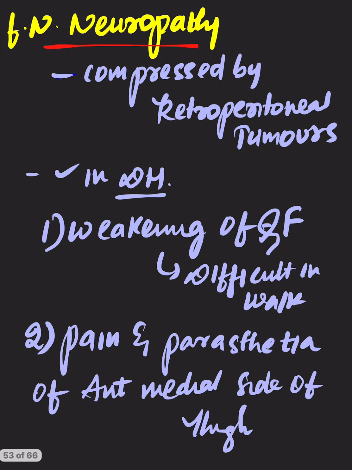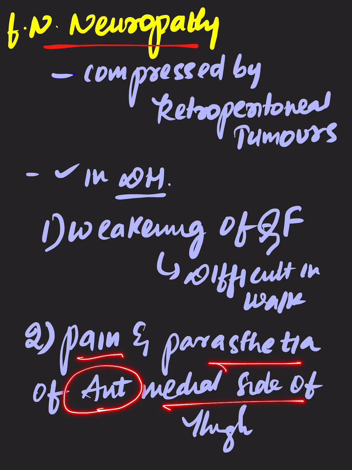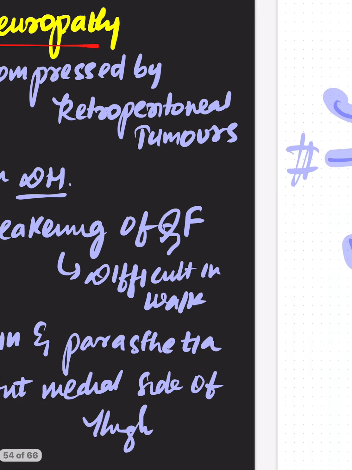And next, another cause could be femoral nerve neuropathy. It is compressed by retroperitoneal tumors. Retroperitoneal tumors cause compression of this femoral nerve, which happens usually in diabetes mellitus. Diabetes mellitus leads to weakening of the quadriceps femoris, which makes it very difficult to walk. There is pain and paresthesia in the anterior and medial side of the thigh.